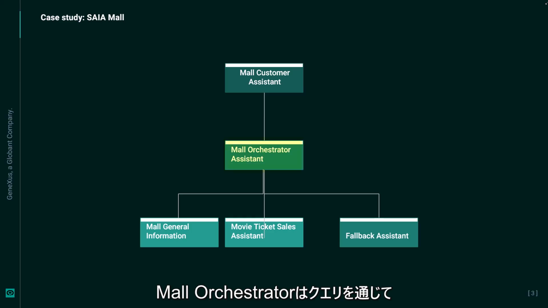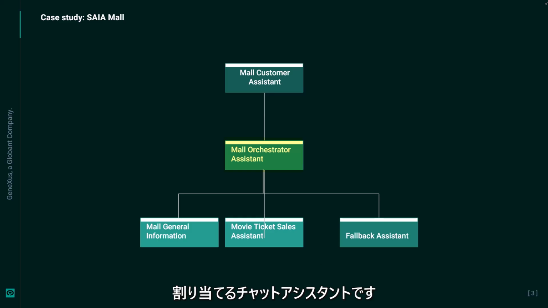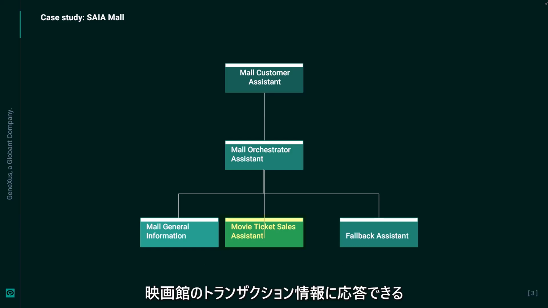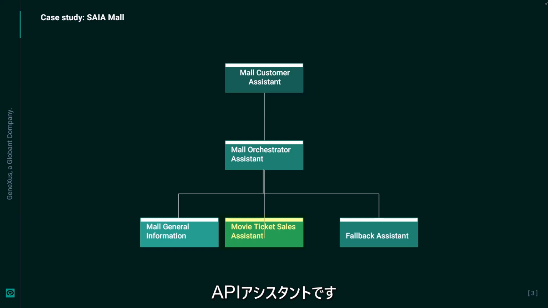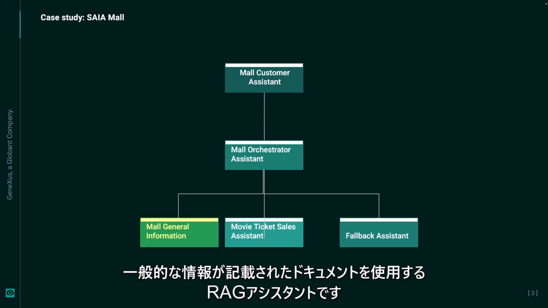The Mall Orchestrator is a chat assistant whose objective is to identify the user's intent through the query and assign the assistant capable of resolving it. The movie ticket sales assistant is an API assistant capable of responding to movie theater transactional information through different API methods. The Mall General Information Assistant is a RAG assistant that uses documents with general information about the services and stores in the mall.